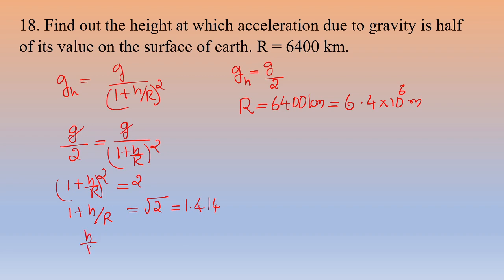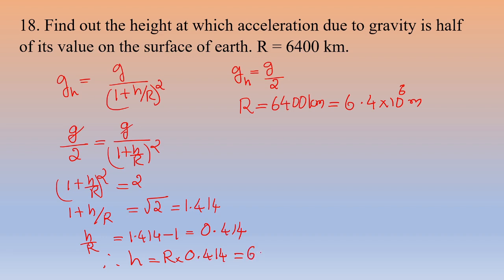Then what is h by r? h by r is equal to 1.414 minus 1. That is equal to 0.414. Therefore, h is equal to radius into 0.414.